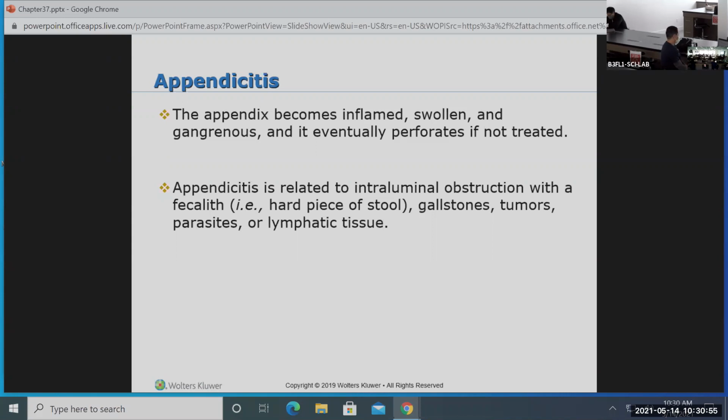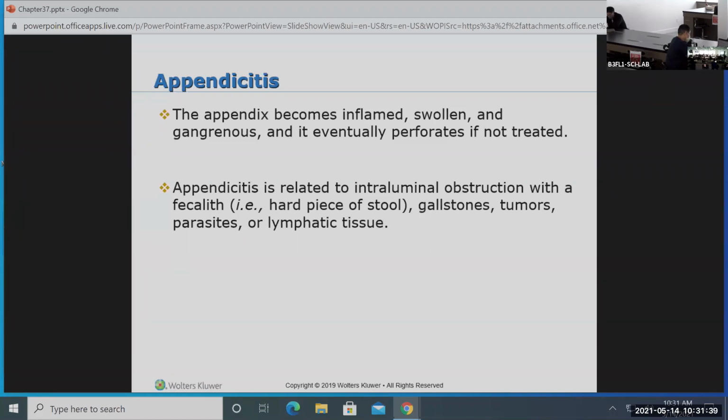Appendicitis is very common in children also. Okay, so please remember, it eventually perforates, that was happening in that case, if not treated. Please highlight the second one: appendicitis is related to intraluminal obstruction. Make a note. The cause of most of the cases is intraluminal obstruction, intraluminal obstruction with fecal leak.